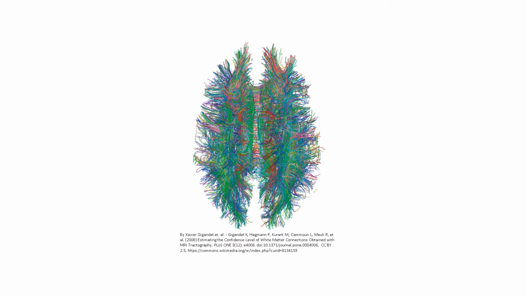This image is an image of the connectome. It's basically showing the white matter connections between the two hemispheres. So you can see that there's lots of white matter and lots of connections made by the white matter throughout the two hemispheres, and they are connected by nerve fibers that run through the corpus callosum.